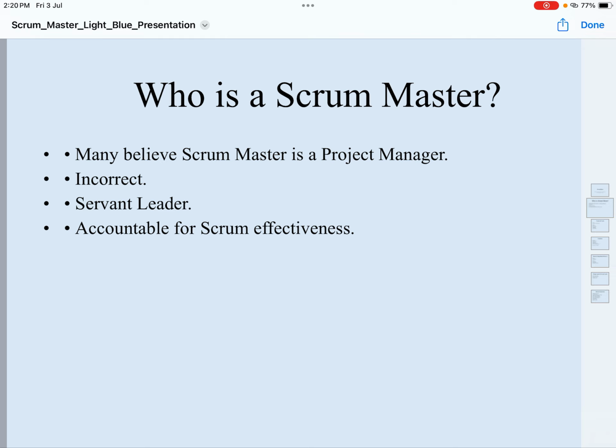You have to serve the team. Okay, you should not be claiming authority all the time. So your first work should be to have that serving attitude towards the team, and then you are also accountable for Scrum effectiveness. So whatever events are there, all those events should be very effective. It is your duty to make those events effective.